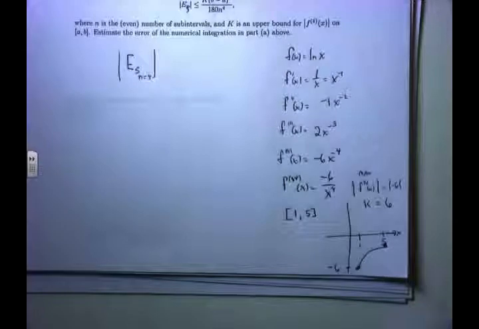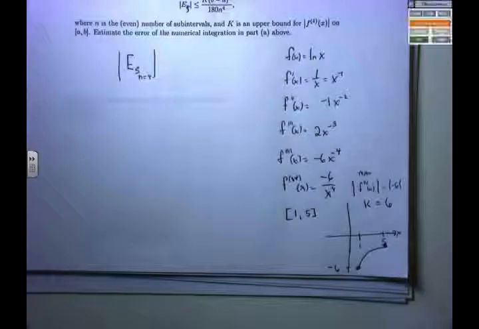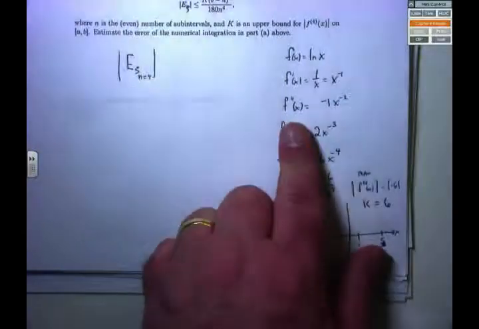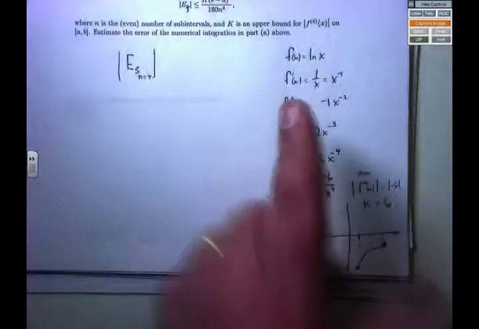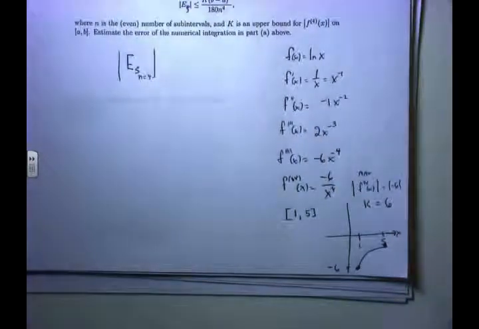No. Only the Simpson's rule error bound formula uses the maximum value of the fourth derivative. The trapezoidal rule and the midpoint rule use the maximum value of the second derivative. Okay? So I would have graphed the second derivative in both of those and then looked between 1 and 5 to figure out if I was doing trapezoidal or midpoint rule on that.